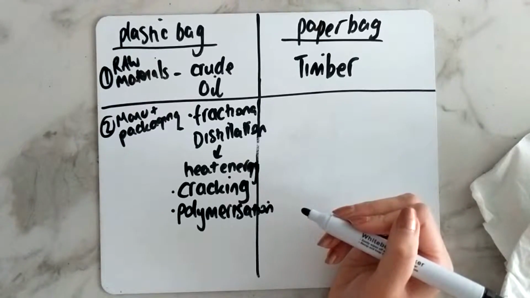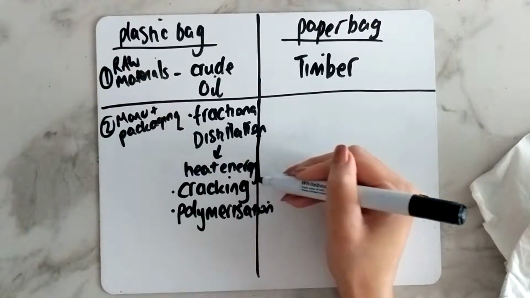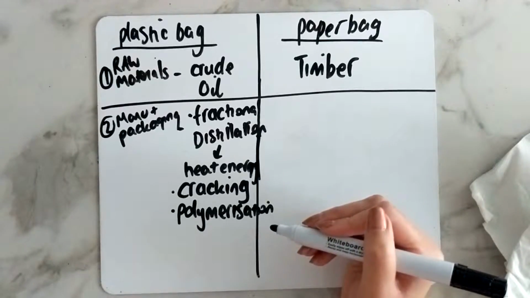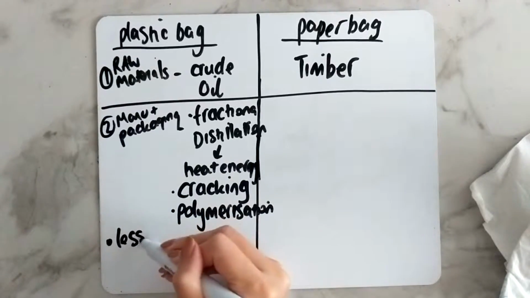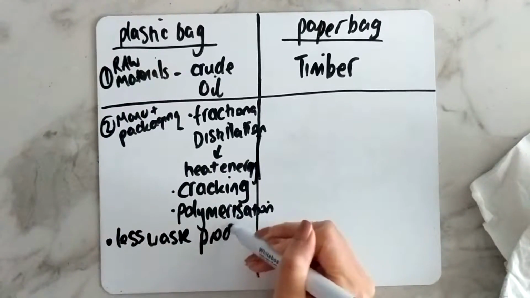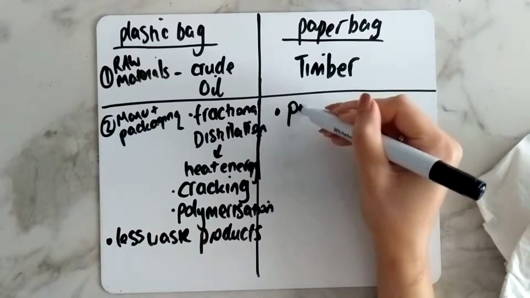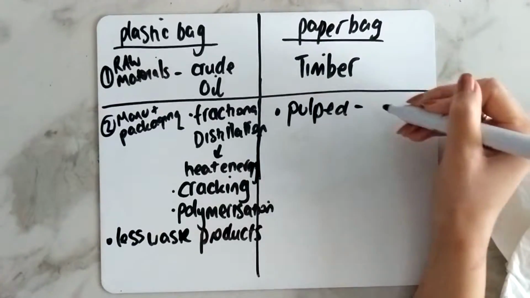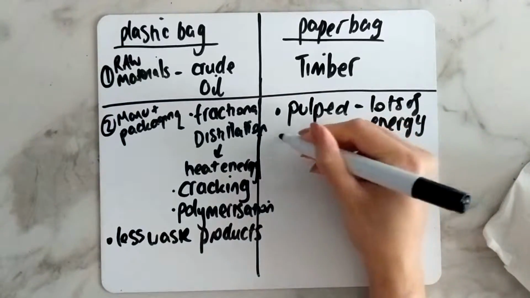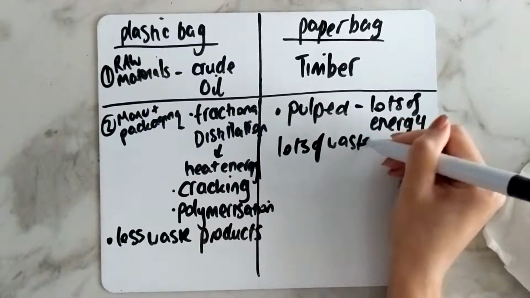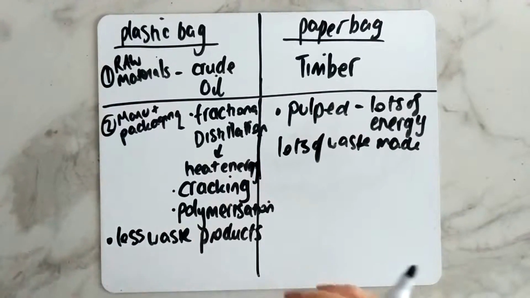One benefit though to fractional distillation is all those different fractions can be used. So one fraction might be petrol, one fraction might be diesel, one fraction might be to help make these plastic bags. So actually there's less waste products because there's a use for all the other components. Timber, on the other hand, has to be pulped, which is a process that uses lots and lots of energy and therefore is costly, and lots of waste made. So that's quite an expensive and wasteful process.